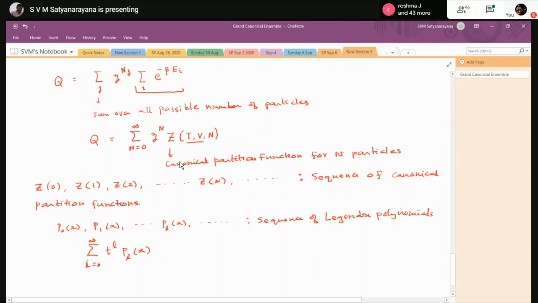Suppose I ask what this is. This will converge to some function, right? That function is 1 minus 2tx plus t squared, to the power minus one half. So what do you call this function on the right hand side? We call this a generating function, right?